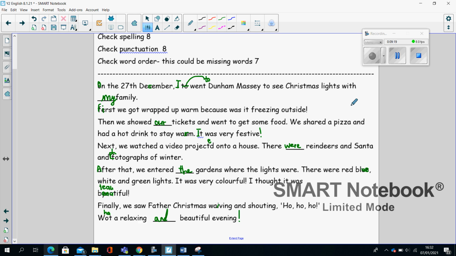So those are your answers. Mark your work and you can now look at your writing from yesterday. Do you need to edit any of it?